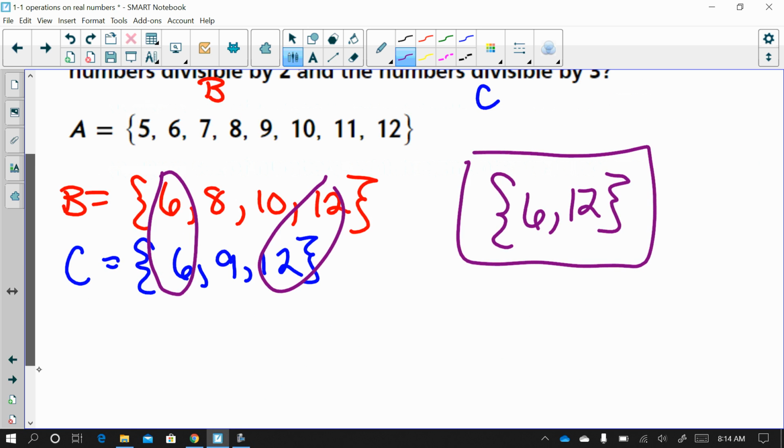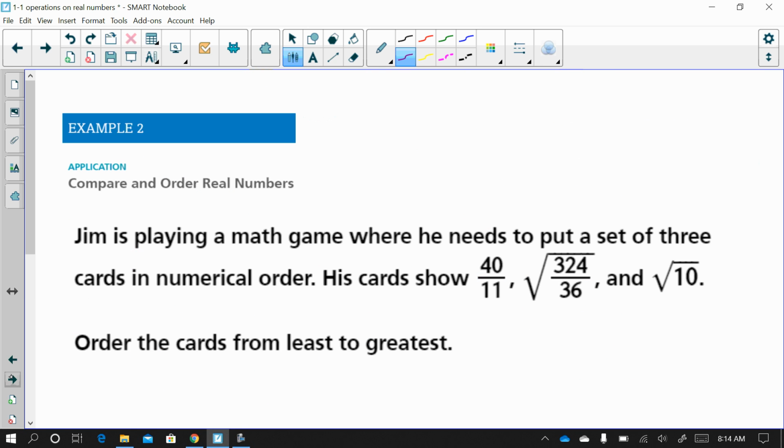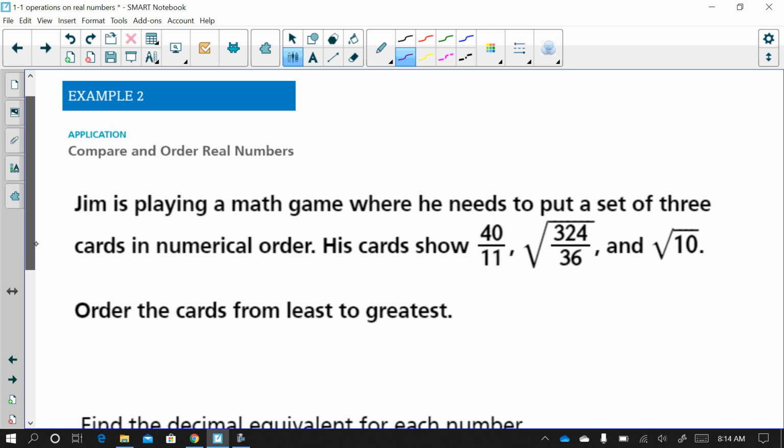Hopefully you did well on that problem. Example 2. We are playing a math game where I need to put a set of 3 cards in numerical order. My cards show 40 over 11, the square root of 324 over 36, and the square root of 10. We need to order the cards from least to greatest.